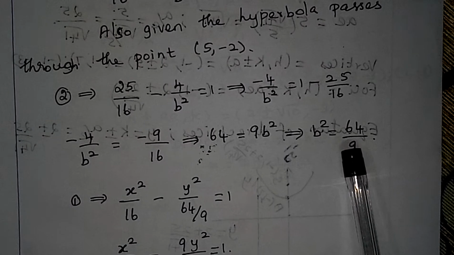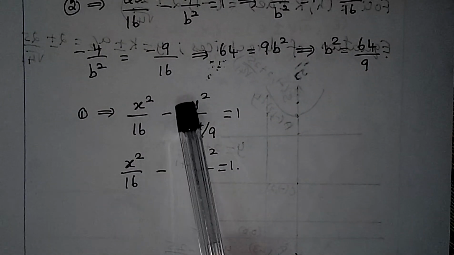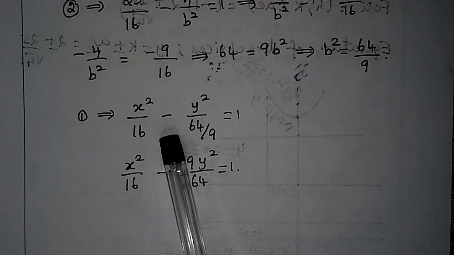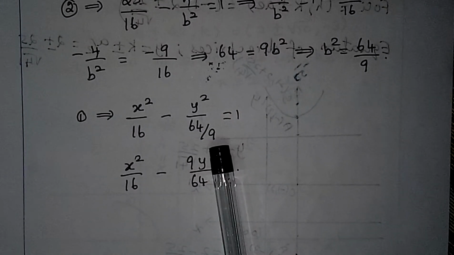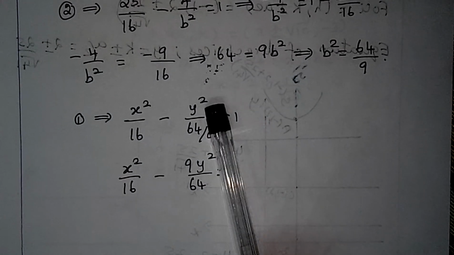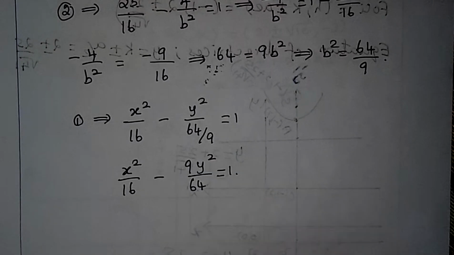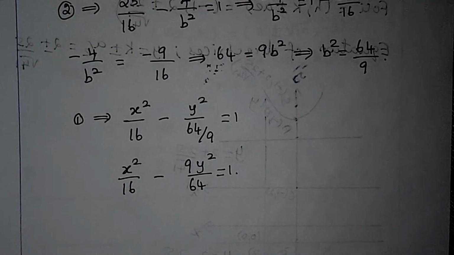So we know the values of a square and b square now. You can replace them in equation 1. x square by a square value, which is 16, minus y square by b square value, which is 64 by 9, equal to 1. This 9 you can take to the numerator. So x square by 16 minus 9y square by 64 is equal to 0.